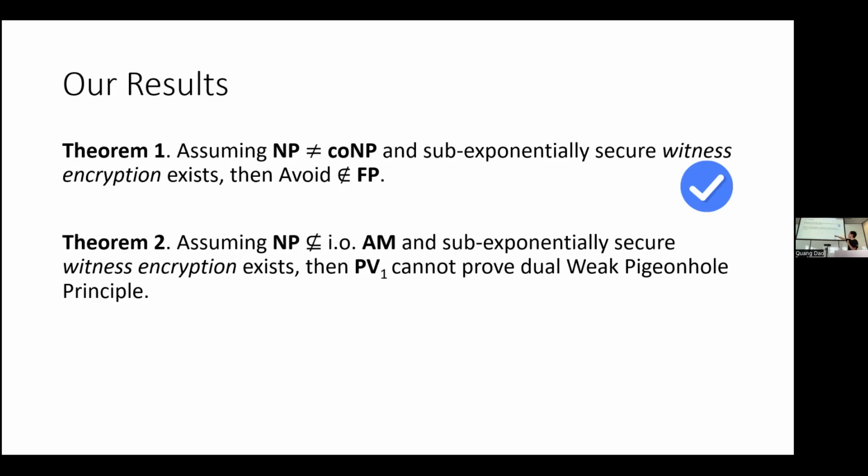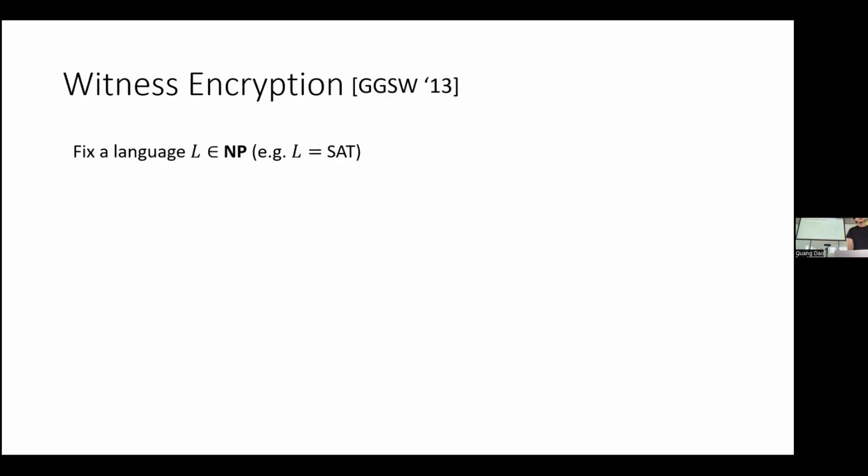So what we actually prove is that assuming these two assumptions, there is no algorithm even with constantly many inversion queries. Today we will only focus on the first, and I will try to give the full proof because it's quite simple. So, are you ready for the second? Okay, cool. Before starting, we just define witness encryption in case you don't know it.